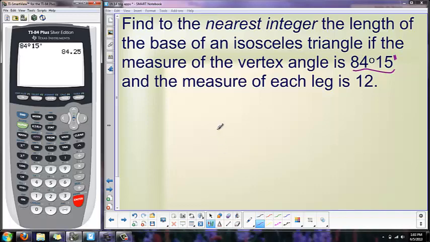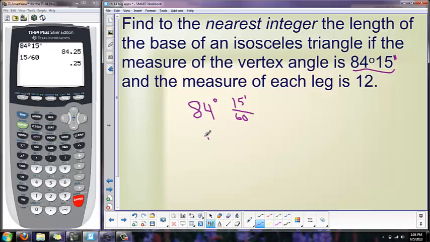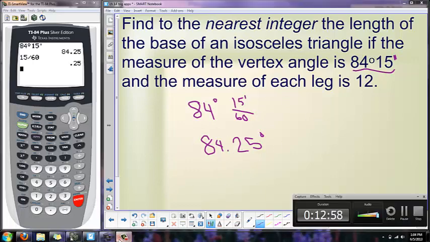And the reason why is because that's 84 degrees and we have a total of 15 minutes out of 60 total minutes that we could have. So what's 15 divided by 60? 15 divided by 60 is 0.25. So this is 84.25 degrees. Sometimes you're going to get an answer that's just in normal degrees, and then the question asks you, please, put it in terms of degrees and minutes.